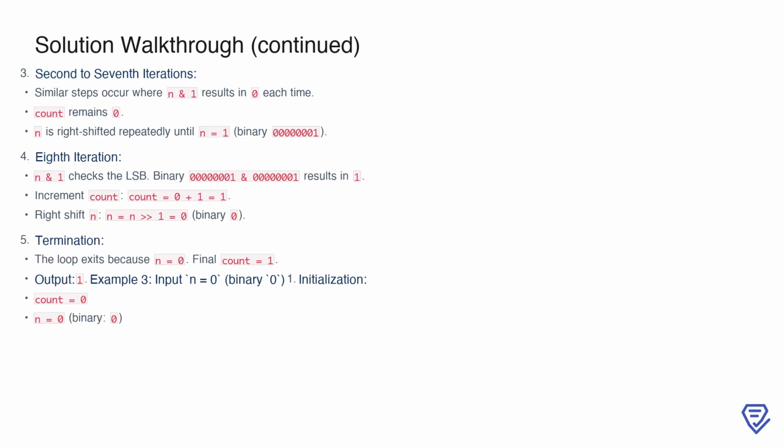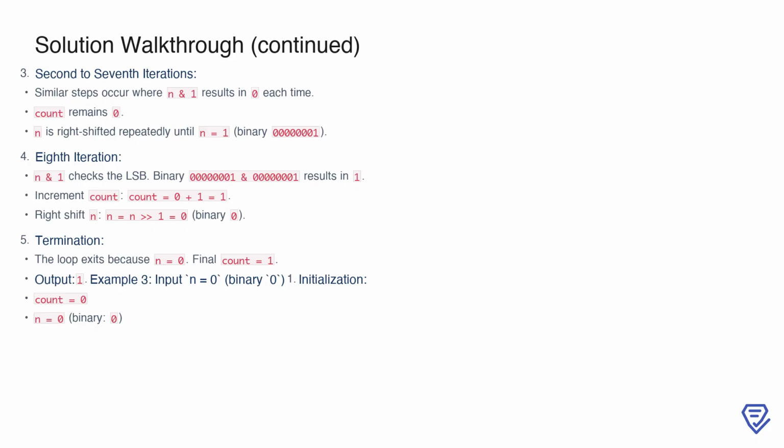00000001. In the eighth iteration, the LSB of 1 is checked. The operation 00000001 & 00000001 results in 1, so we increment the count to 1. After right-shifting N, it becomes 0. At this point, the loop terminates, and the final value of count is 1. This is the output for the input 128.